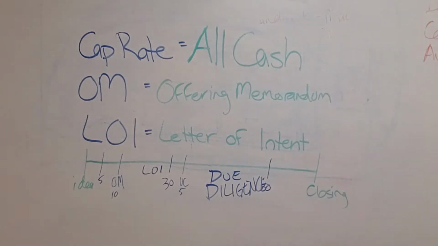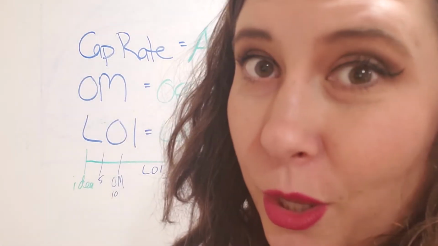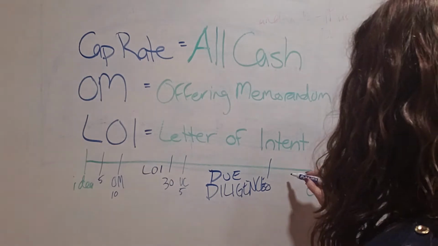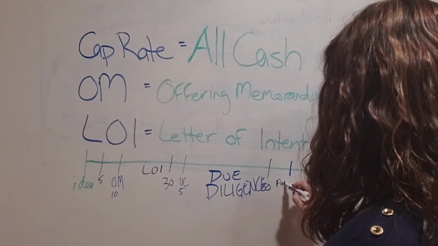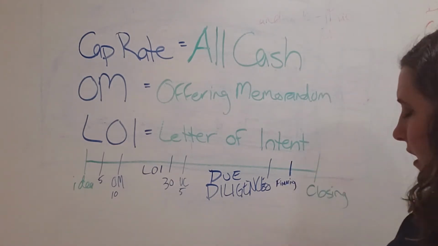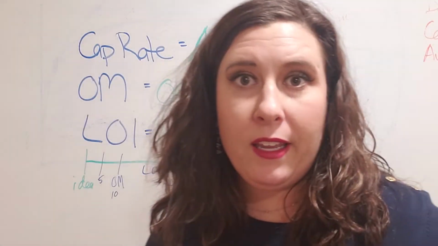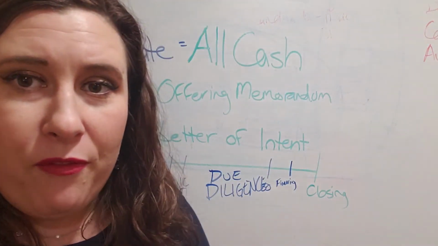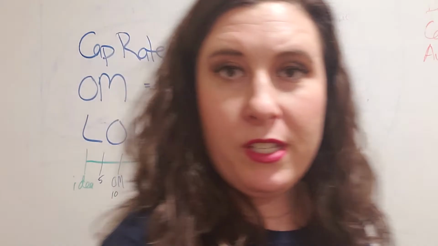So what do we do for the rest of the time? We actually close. Probably 10% on financing, and then we'll just leave 10% out there for any other kind of hiccup or anything. Financing may even be the last 20% to get us to closing.